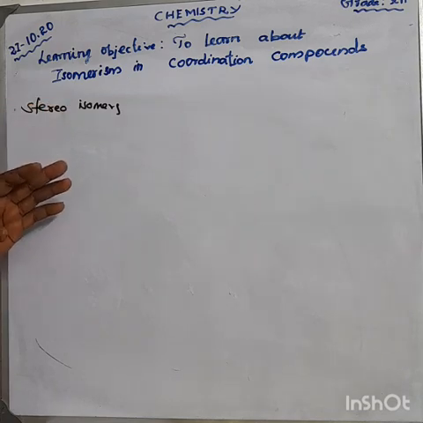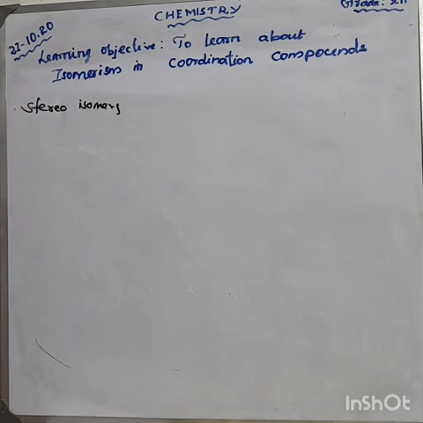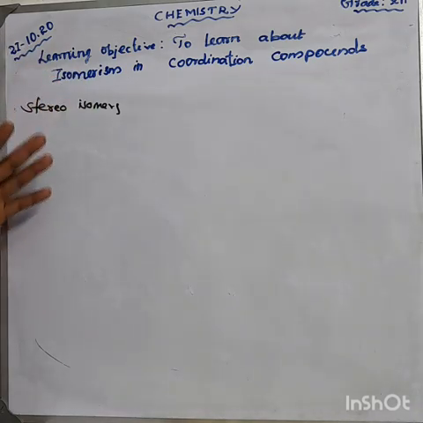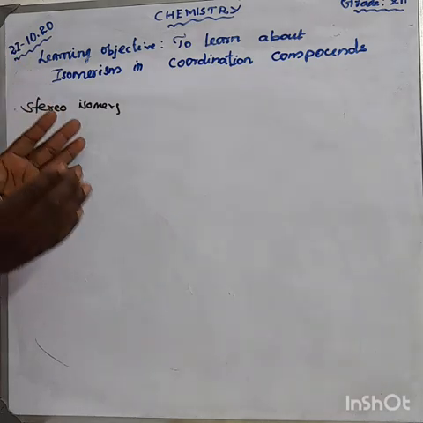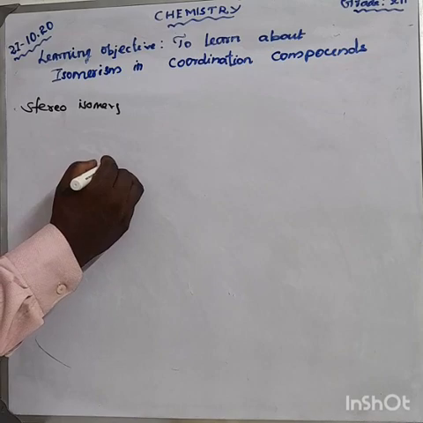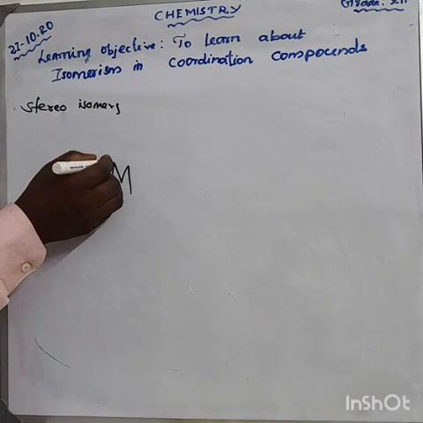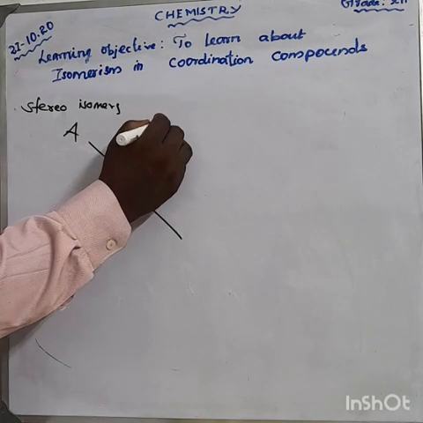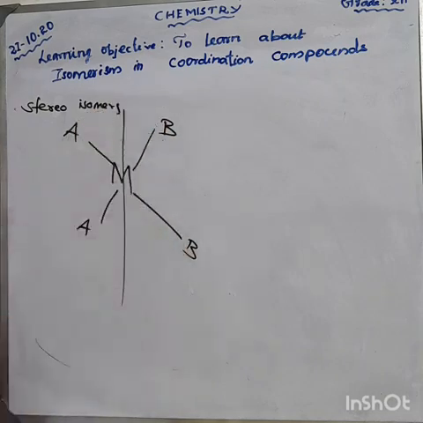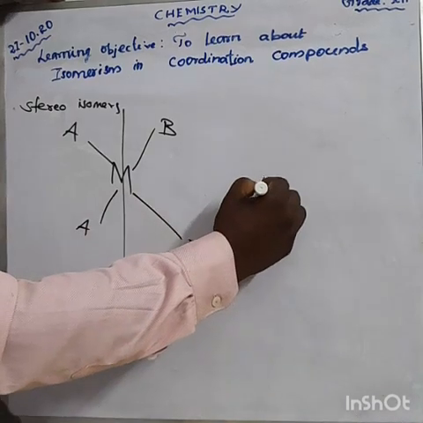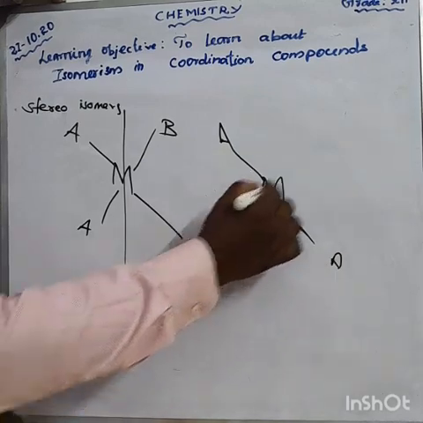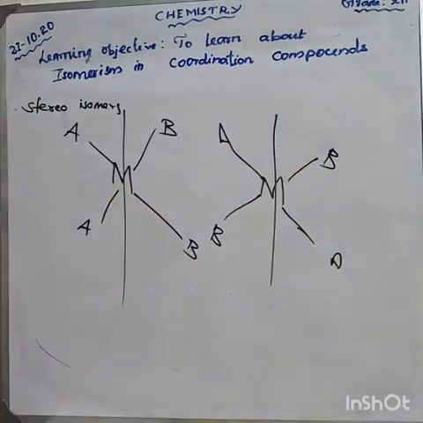About geometrical isomerism, what does it mean? Simply, the different possible arrangements of ligands around the central metal atom are different. That means similar groups are lying on the same side. For example, imagine this is the metal. The metal atom is surrounded by the ligands, say A, A, B, D. Like that, 2 examples.